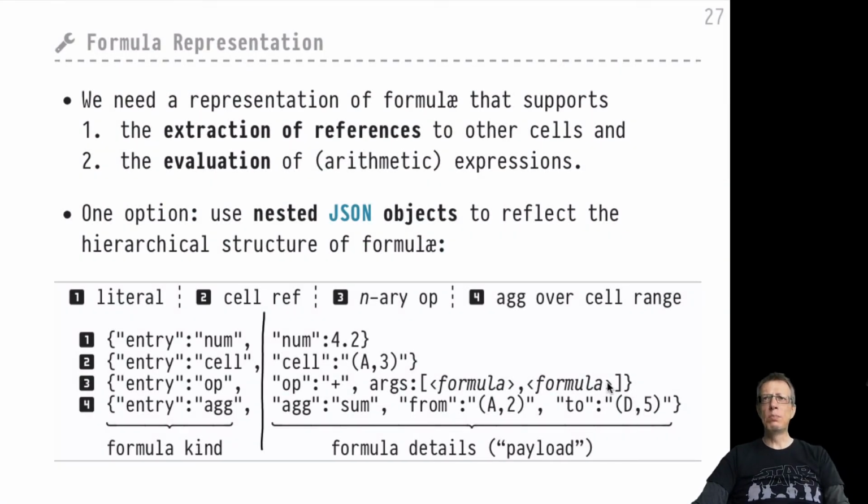It's a simple JSON-based representation that takes into account that expressions may be nested inside each other. So the argument of summation here might be another multiplication, for example, and the cell reference. And all of this could be easily represented by just nesting these JSON objects.